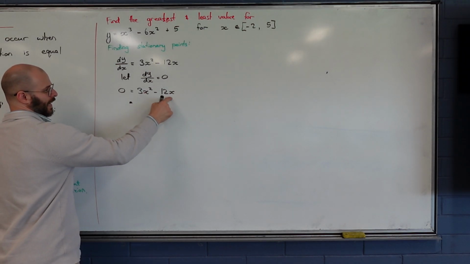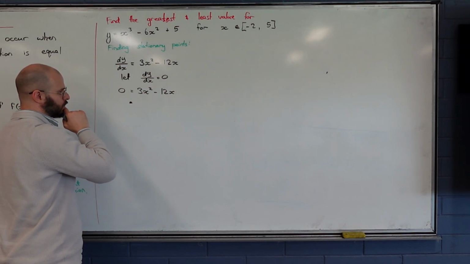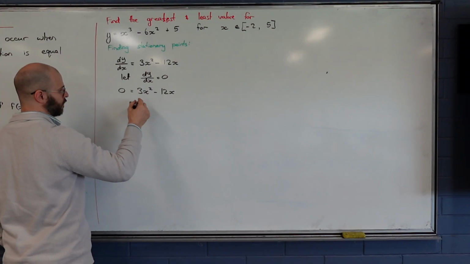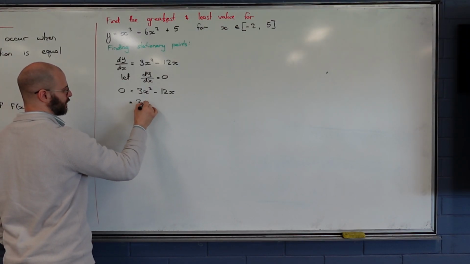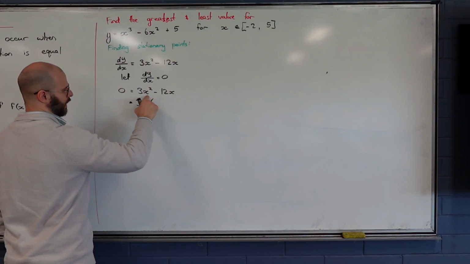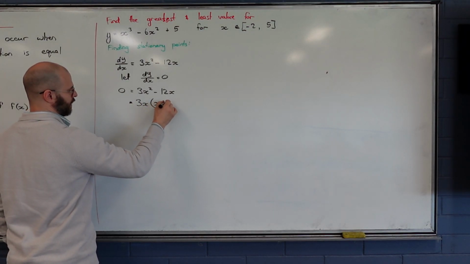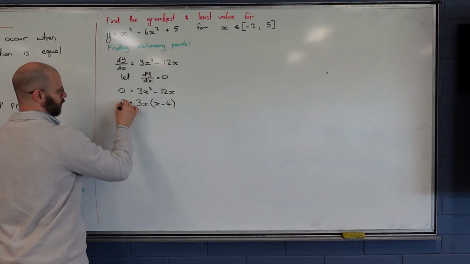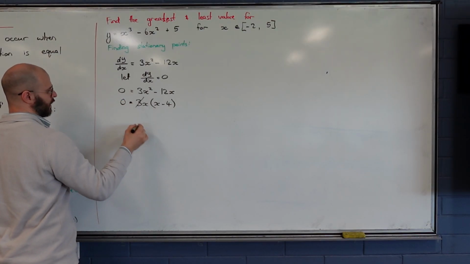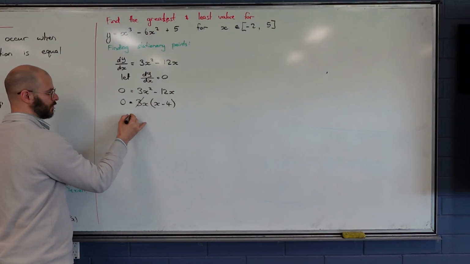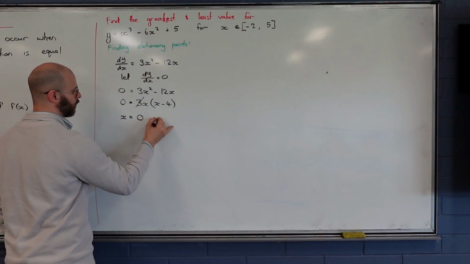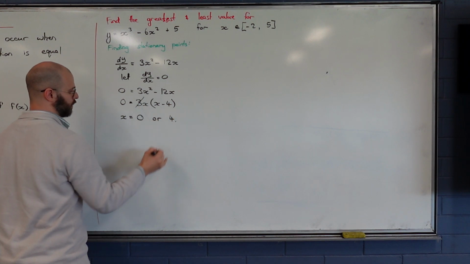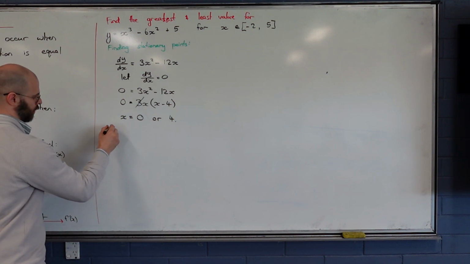Because this is a quadratic, we have to use the null factor law. So divide by 3x, and that's going to be x take 4. We can get rid of the 3 there because we just divide everything by 3. So therefore x is going to be 0 or positive 4.